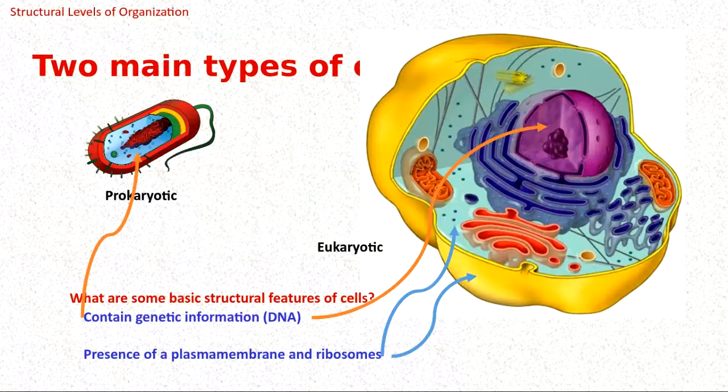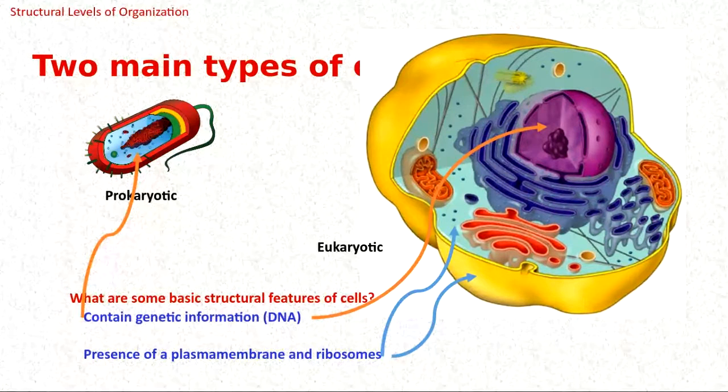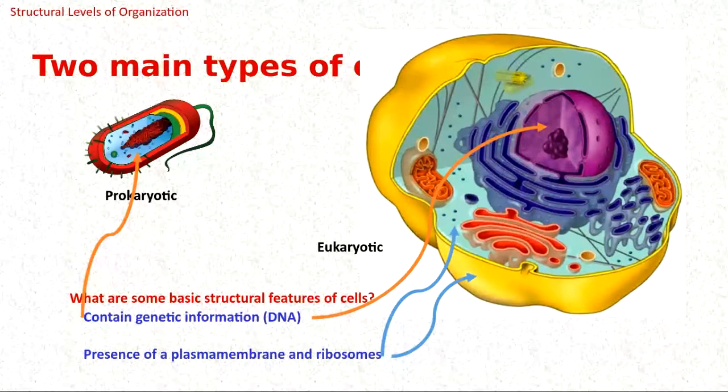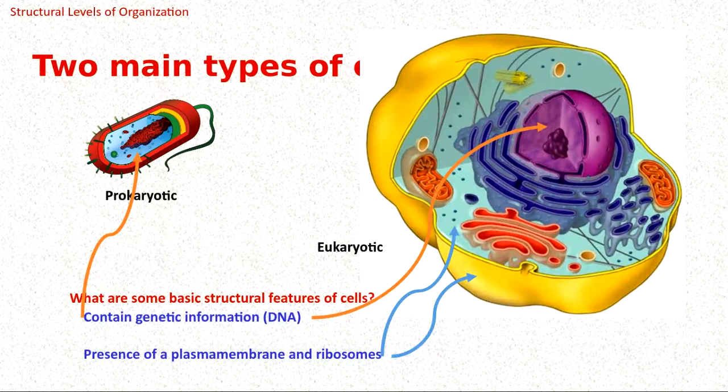There are two main types of cells. We have prokaryotic cells and eukaryotic cells. Did you see the size? Prokaryotic cells are smaller than eukaryotic cells. They both contain genetic information, DNA. If not, it is not going to be called a living thing if it does not have this genetic information, DNA.